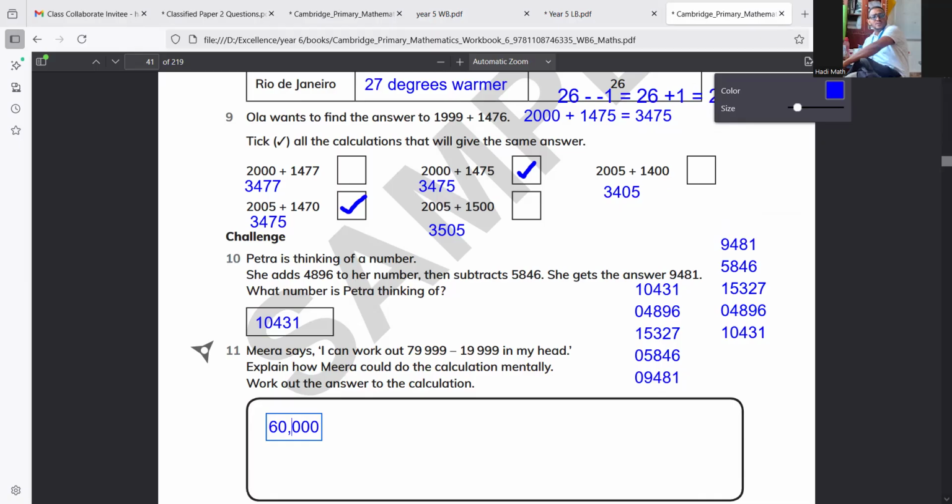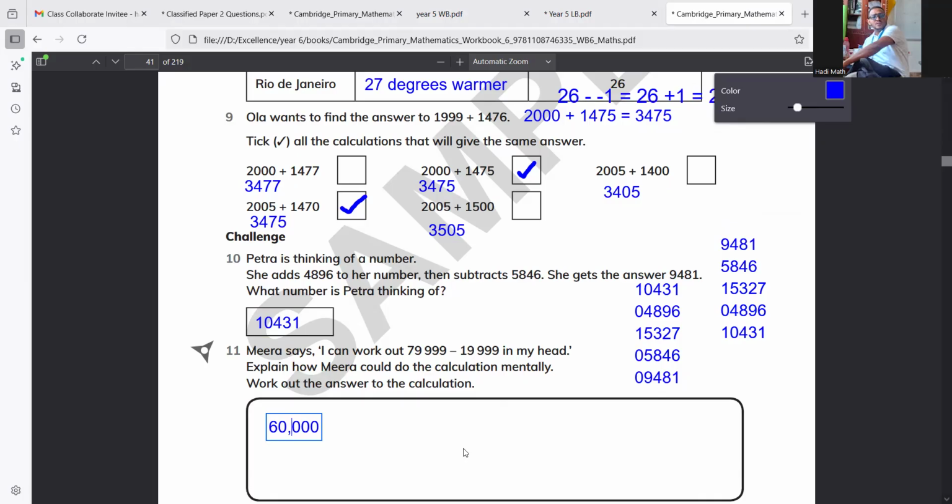This is what you're gonna do. Because if you look, 9 minus 9 is 0, 9 minus 9 is 0, 9 minus 9 is 0, 9 minus 9 is 0, 7 minus 1 is 6. So she can do this mentally and easily without giving herself part.